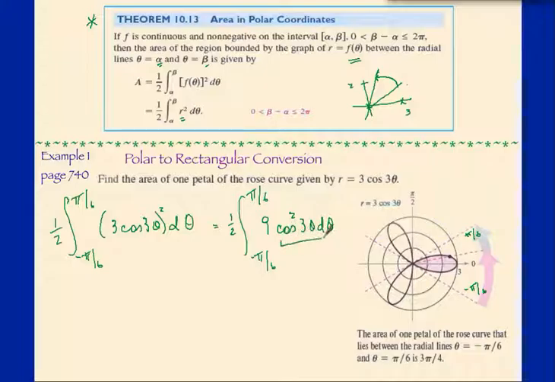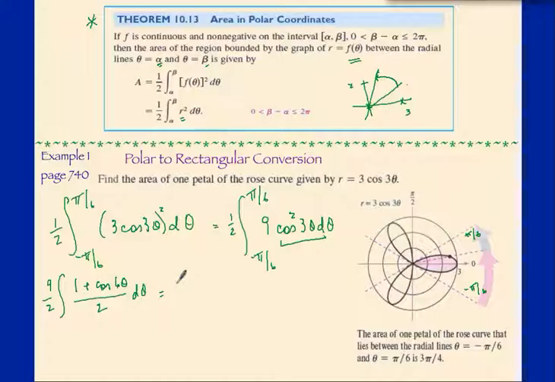Now you might be looking at this and going, I remember an identity that will help me with this. Well, that's a good thing because you're definitely going to need it. Let's go ahead and put the 9 outside and get 9/2. And I'll just put the endpoints of integration back a little bit later. And let's change this now to 1 plus cosine 6 theta over 2. That was the identity that we were using back in chapter 8-ish. And then let's keep integrating.